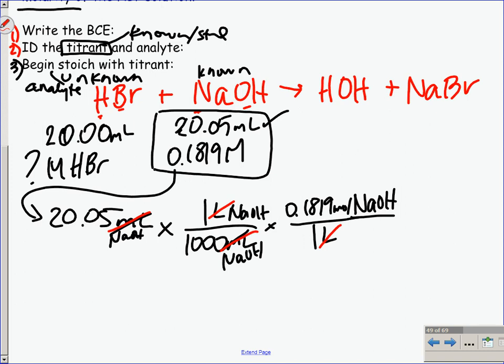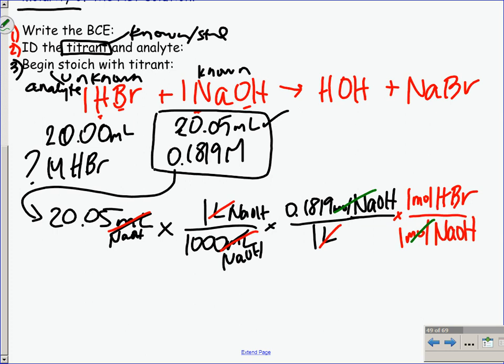What is my next step to get to the unknown? Right, balanced chemical equation. What's this ratio? 1 to 1. I know it's 1 to 1. You're like, do we really have to write it? Yes. Because it's showing that you've transitioned from something that you know something about to something that you don't know something about. So this is going to be 1 mole of what? HBr over 1 mole of sodium hydroxide. So we've now officially converted to what? Moles of the acid, right? Moles of hydrobromic acid. Moles of sodium hydroxide canceled.